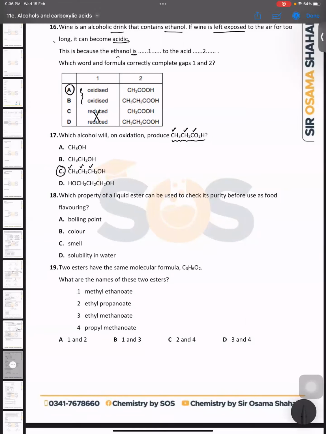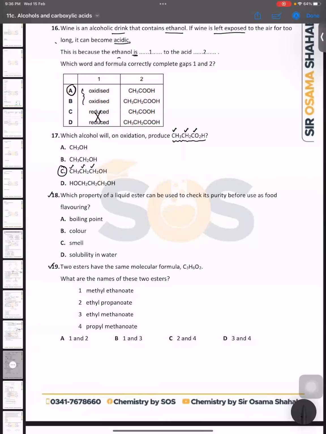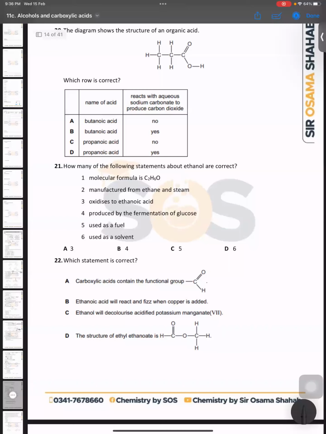Yes, sir. Then this is ester, so we're not going to do this right now. We will do this once we are done with that. Then this is carboxylic acid, and after this we have question number 21. We have question number 21, Bacho.